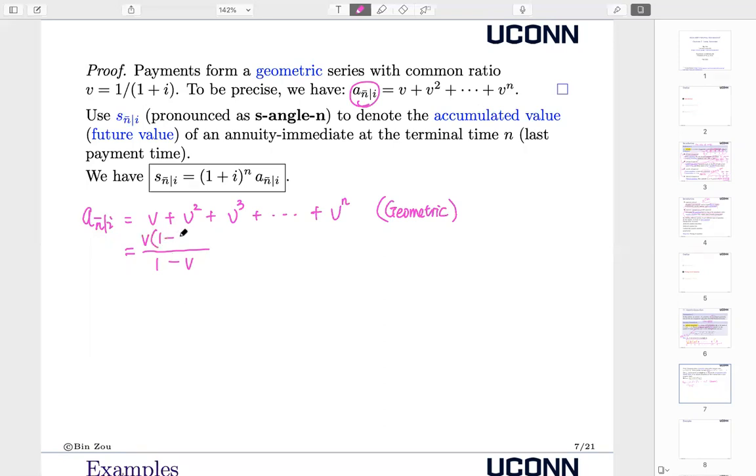1 minus the common ratio raised to the power of n. Here n is the number of terms to be summed up. So here I have obviously n terms, right? There are n payments. Okay, so this is the result. And it does not look exactly like what we have. So if you want, you can simplify.